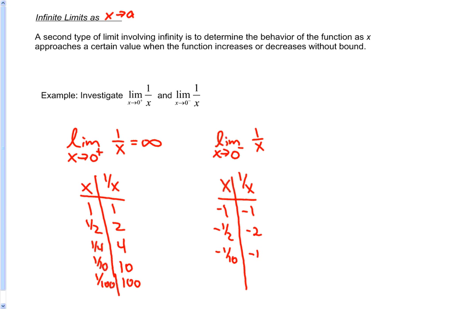-1/10, we get -10. And -1/100th gives us -100. So as x approaches 0 from the left, 1 over x is approaching -infinity.